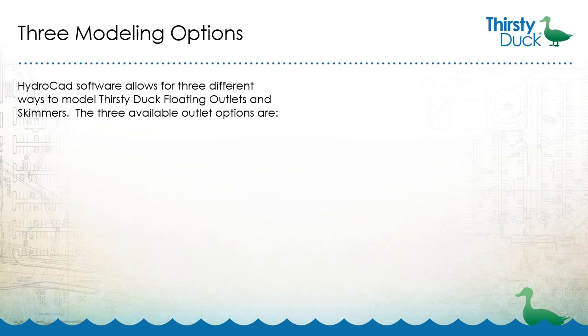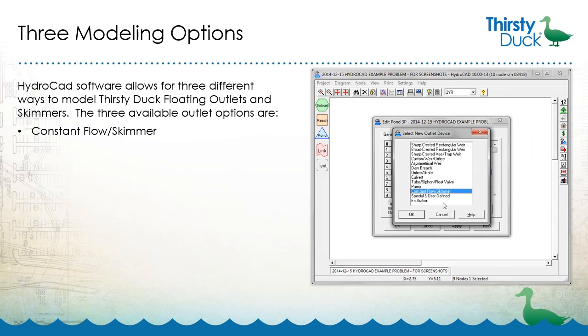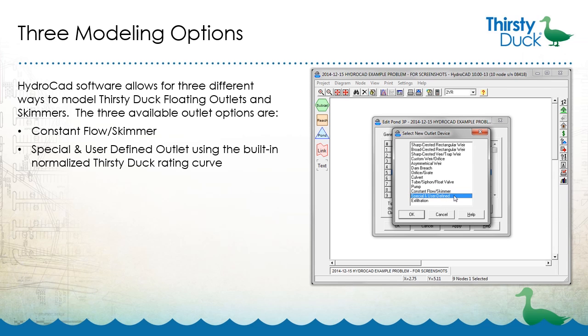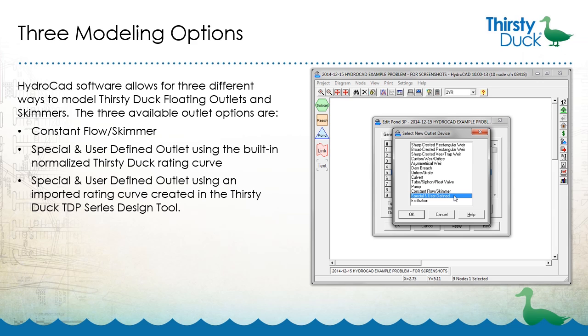The 3 available outlet options are: 1. Constant flow skimmer, 2. Special and user-defined outlet using the built-in Normalized Thirsty Duck rating curve, and 3. Special and user-defined outlet using an imported rating curve created in the Thirsty Duck TDP series design tool.